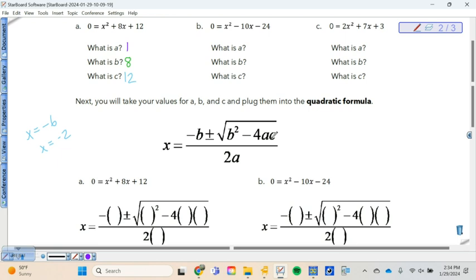I'm taking 1 and I'm plugging it in here, and I'm plugging it in down here. And then I'm taking 8. 8 is b. So I'm going to plug in 8 right here and right here. And then c, my 12, goes right here. Do you see how I did that? Because I have b and then b again.